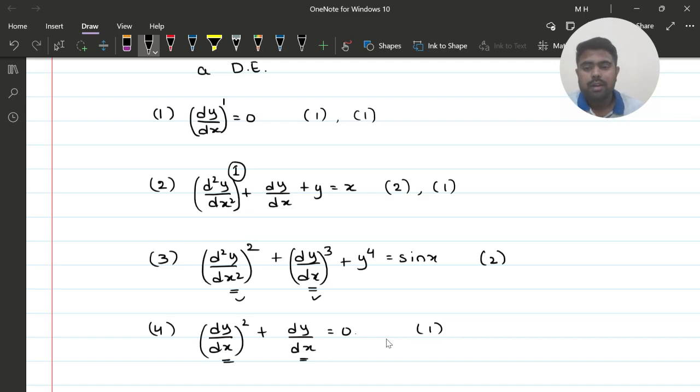Here, you might think the power here is 3, here the power is 4, here the power is 2, the highest power is 4, so the degree is 4. No, the degree is not 4. We need the highest order derivative with its power, that is d square y by dx square. What is its power? 2, so the degree is 2.